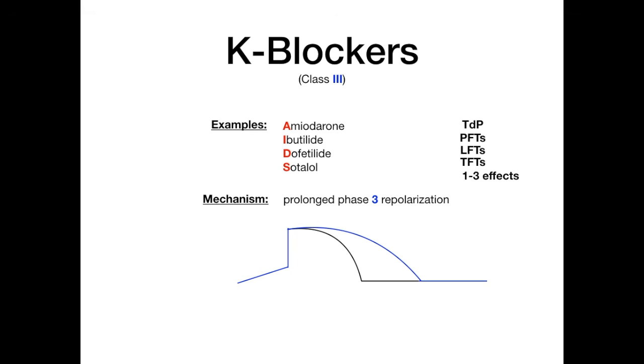So potassium channel blockers are class 3. They prolong phase 3 of repolarization, and all of the high-yield adverse drug reactions and tidbits of knowledge that you need to know have 3 letters. So torsades, TDP has 3 letters. Amiodarone, you want to check PFT, LFT, TFT. Those all have 3 letters.